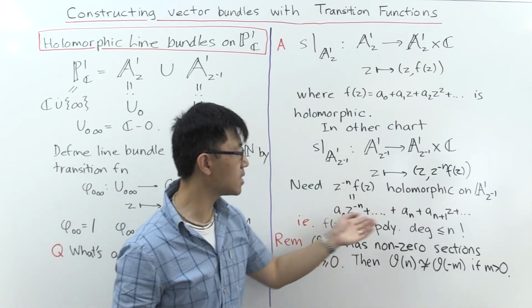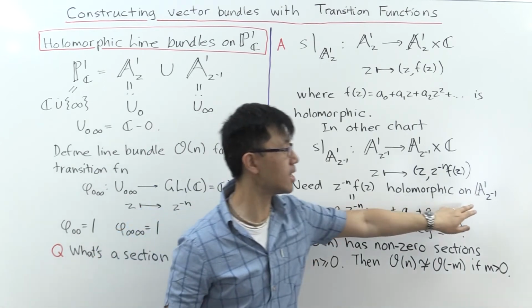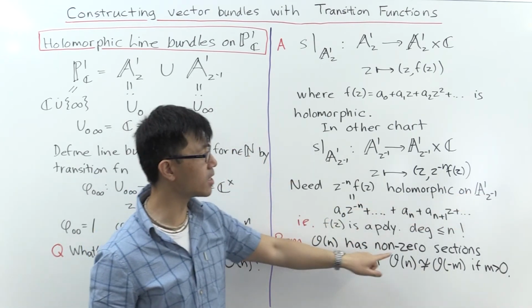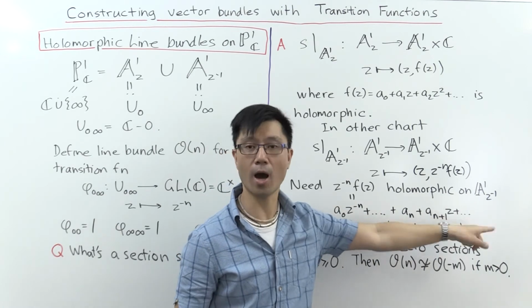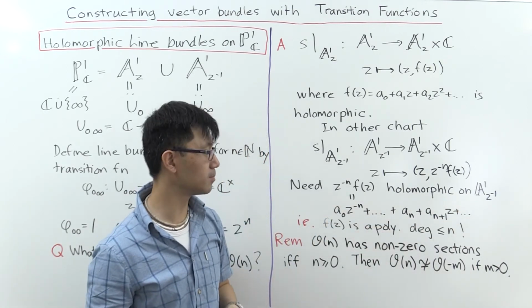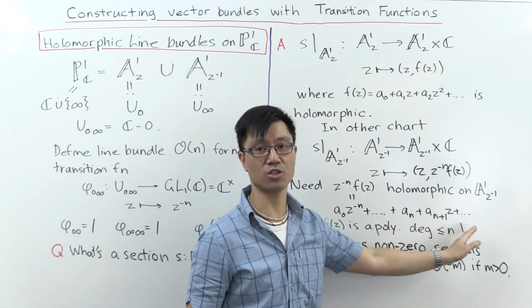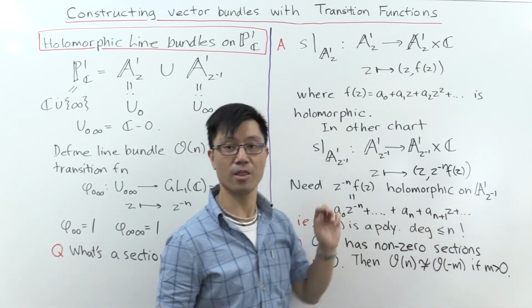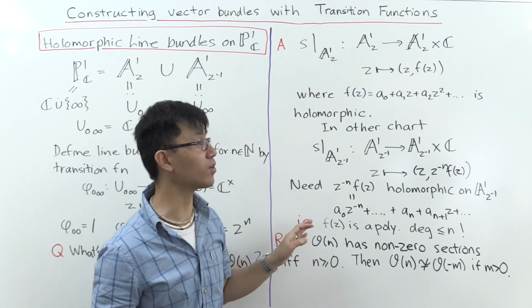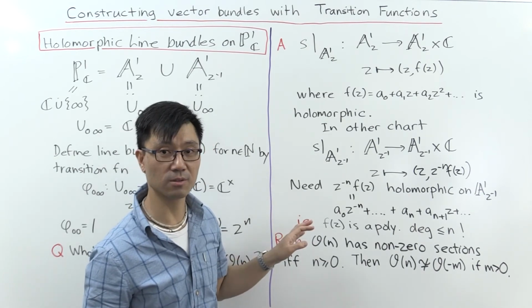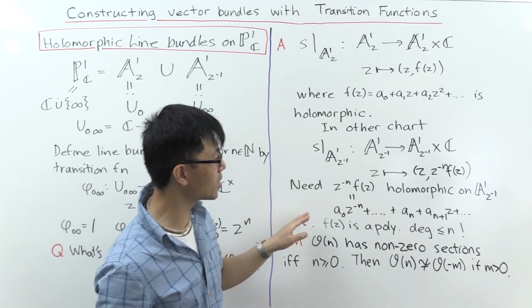So what it has to be is a power series in Z inverse. So you can't have any Z or Z squared or higher order terms in Z. That means that all of these coefficients must vanish. And as long as they vanish, this will define a holomorphic section of this line bundle. Okay, so what do we see?